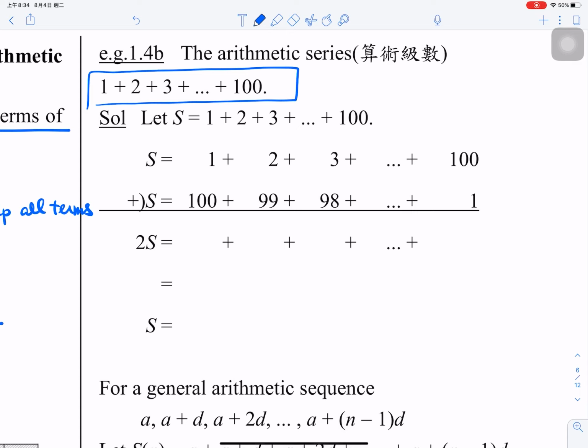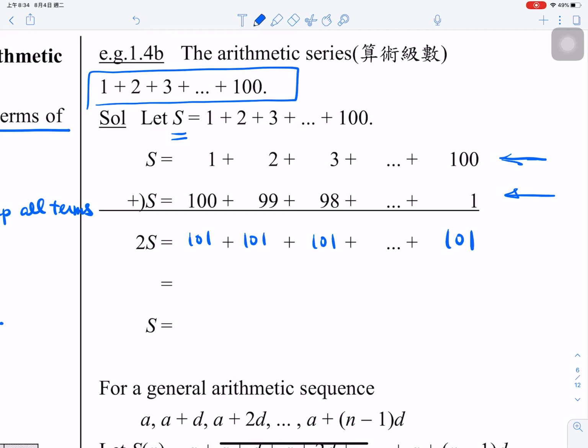Okay, so let S be the series: 1 plus 2 plus 3 up to 100. And add up one more series. Start from 100 and trace back to 1. So 100, 99, 98, and so on, plus 1 at the end. So you found that this one is 101, then with 101.